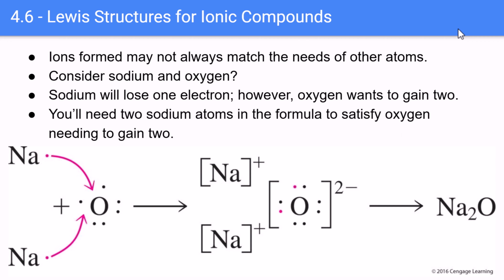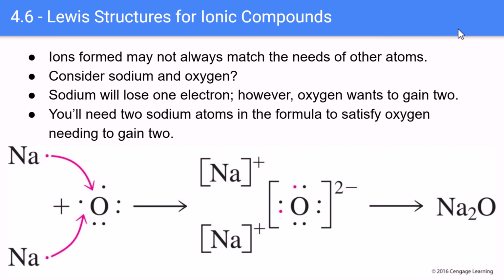Now, ions may not always match the needs of other atoms. It's going to be dependent upon how many electrons something needs to lose in order to achieve an octet and how many electrons something else needs to gain in order to achieve an octet. So consider sodium and oxygen here. Sodium will lose 1 electron. However, oxygen wants to gain 2 in order to achieve an octet.